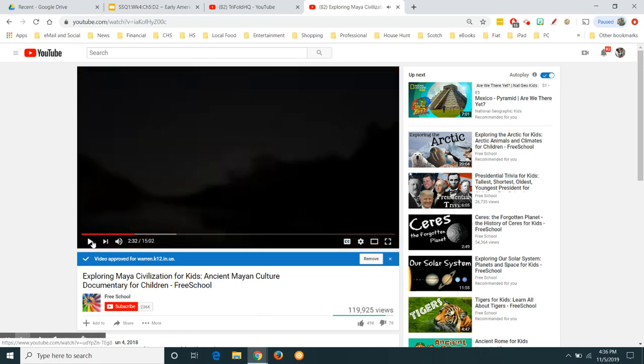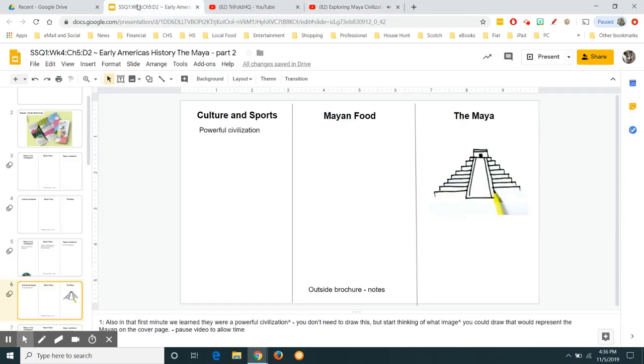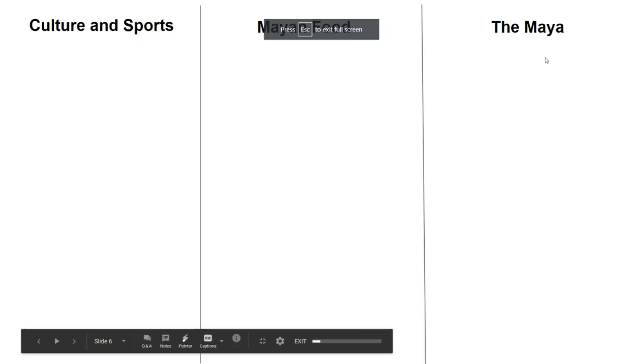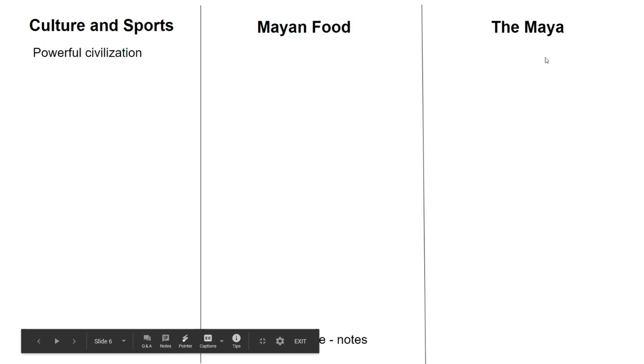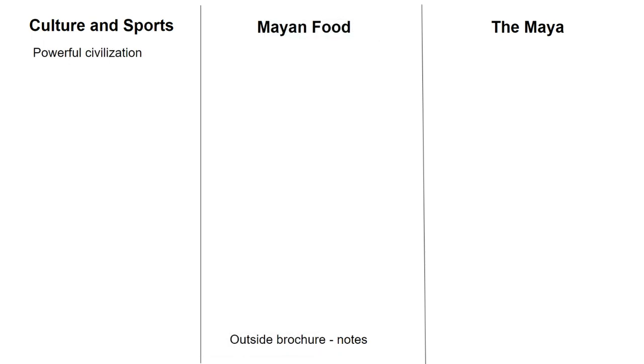The Maya. Okay, pausing there, let's go back. So we learned in this section that we would list under cultural and sports that the Mayan were a very powerful civilization. So please write that down. Pause here to give everyone an opportunity to write that down.